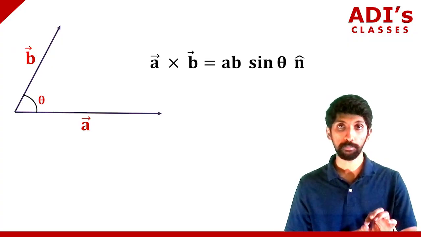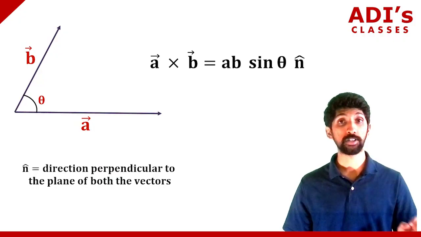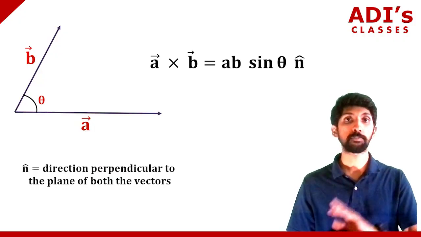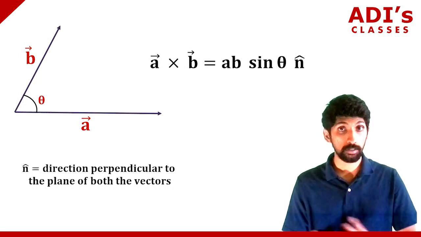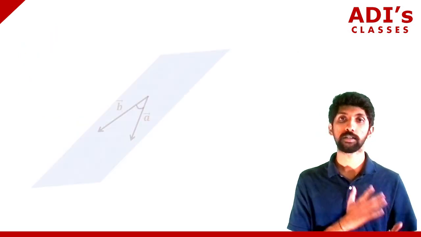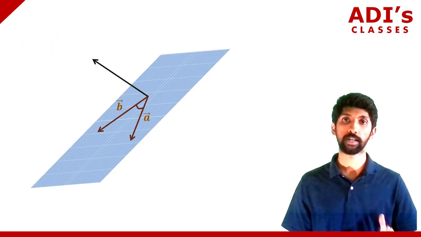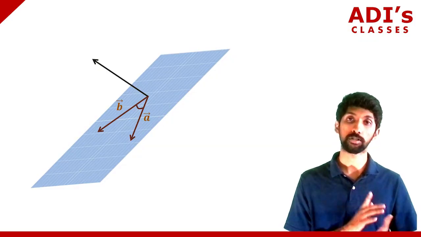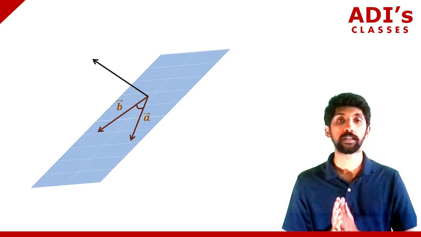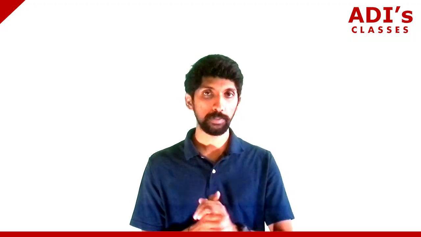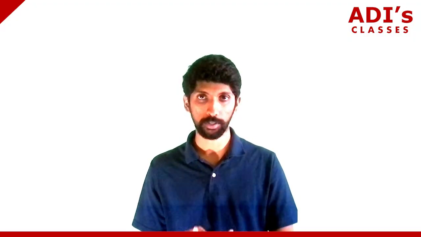Now that n cap is nothing but the direction perpendicular to the plane of both vectors. As you can see here, if this is vector A and vector B, then this will be A cross B. A cross B is perpendicular to the plane. Now, this is basically the cross product.